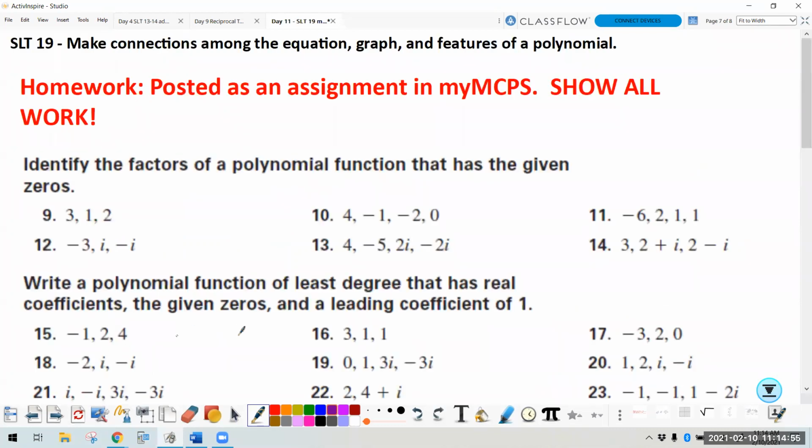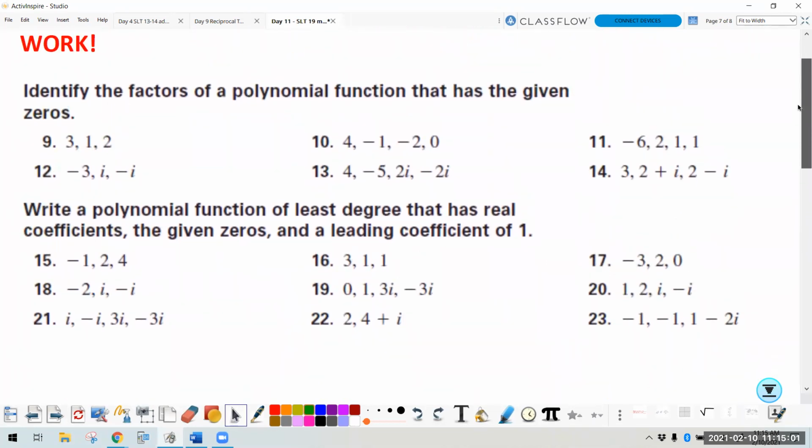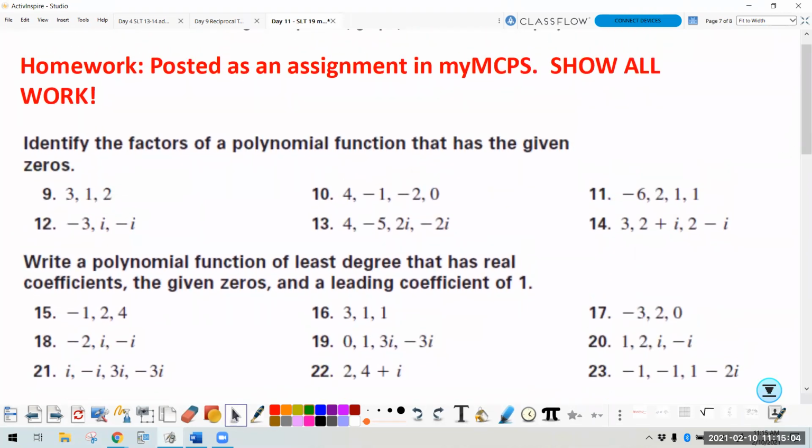Okay, this is the homework posted for you to complete today. Submit this today. It is all these problems. Show all your work.